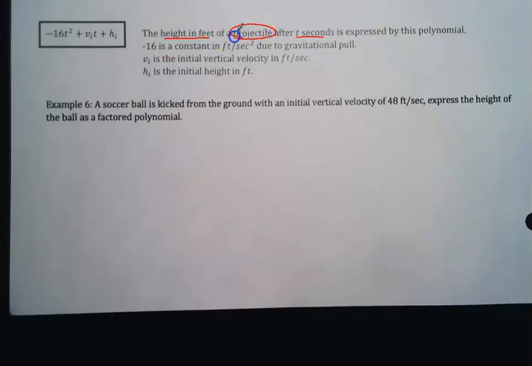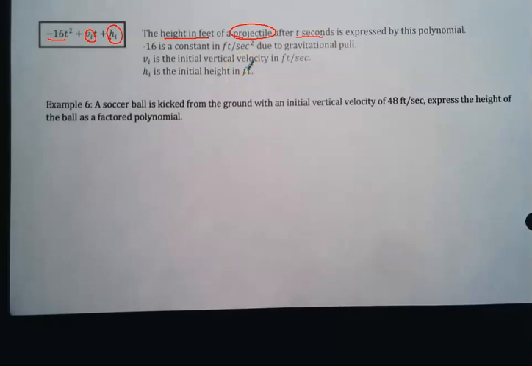We're talking projectiles here. So negative 16 is a constant in feet per second due to the gravitational pull. V sub I, right here, is the initial vertical velocity in feet per second, and h sub I is the initial height in feet. Okay, so we're going to be plugging numbers into this equation to solve it.